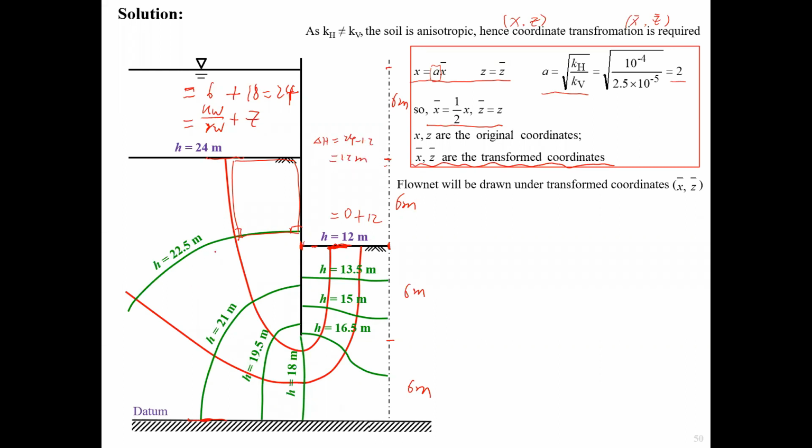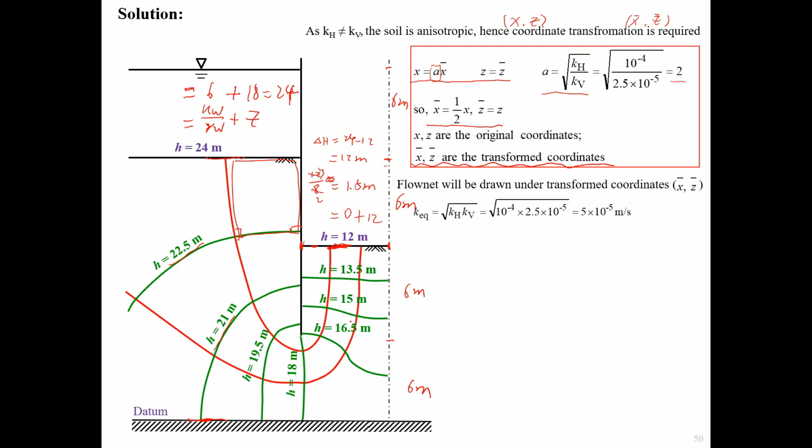And we know the head drops: 1, 2, 3, 4, 5, 6, 7, 8. So it will be 12 divided by 8. So that's 1.5 meter. So the head drop will be 1.5 meter. So 24 minus 1.5, we get 22.5. 22.5 minus 1.5 again, we get 21 meter. So that's how we get the head drop for each equipotential line.